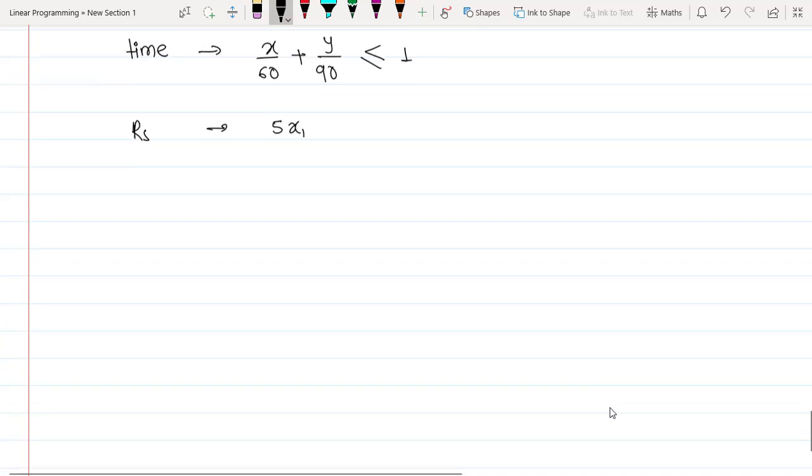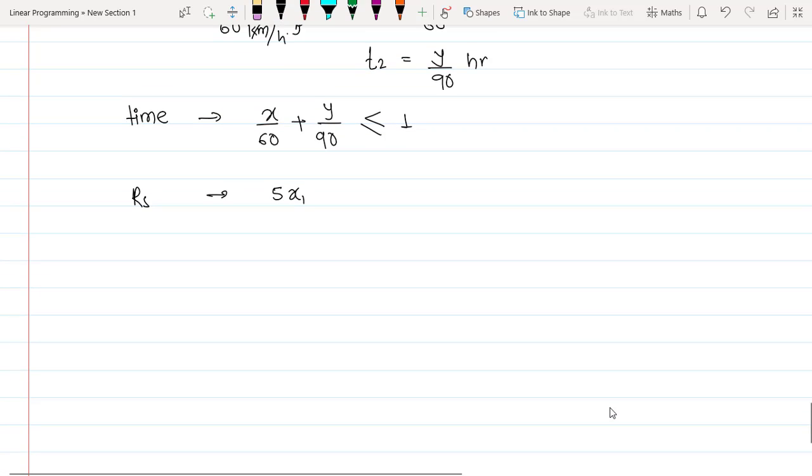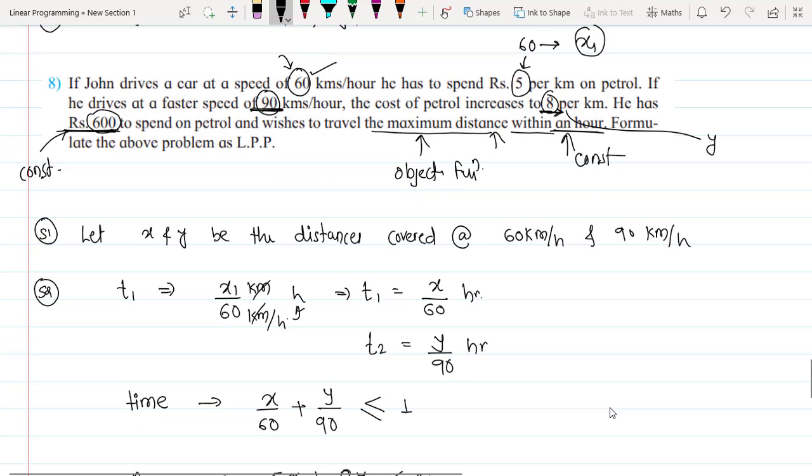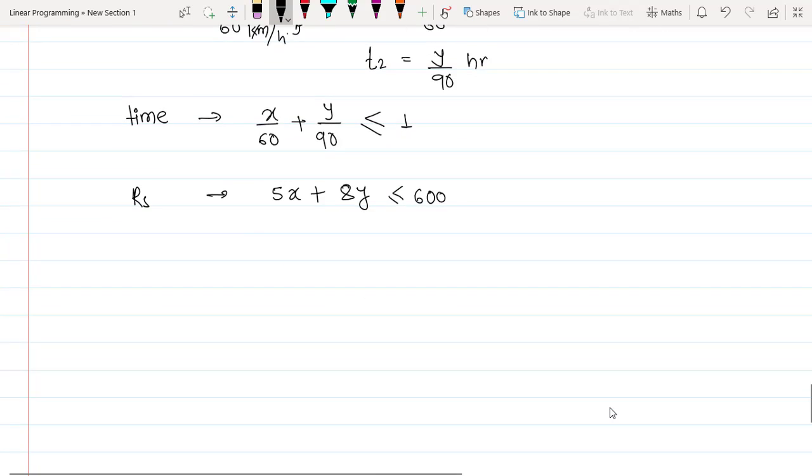Okay, so here I will be having only x, not x1. Plus the next rupees is what? It is 8 into y. And it should be less than or equal to 600, because what is the maximum he can spend? It is only 600 rupees he is having. Okay, so these are the two constraints I am having.